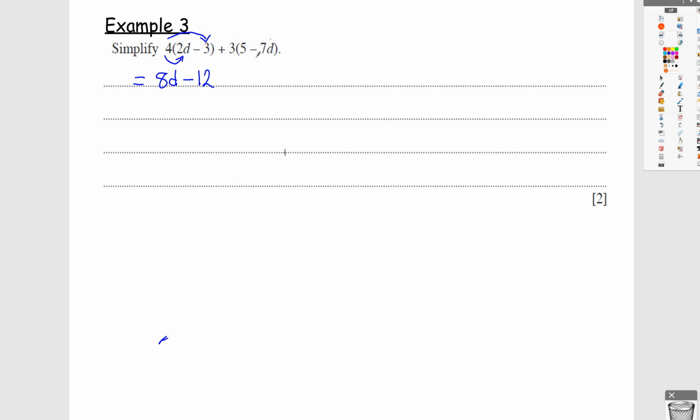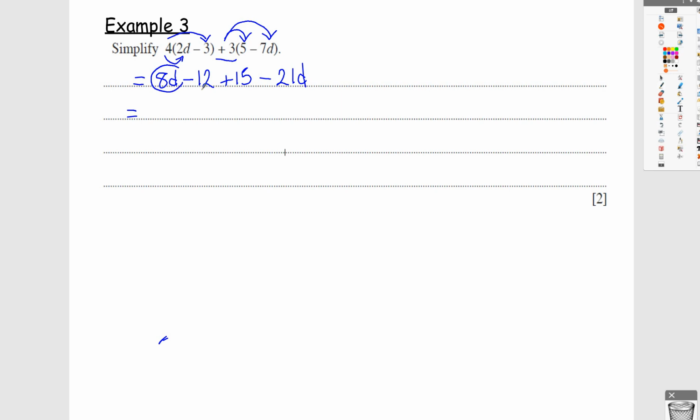Secondly, multiply everything that's inside this bracket by this plus 3. So plus 3 times 5 is plus 15. Plus 3 times minus 7d. Positive times a negative is a negative. 3 times 7d is 21d. Next up, to simplify, we need to collect like terms.